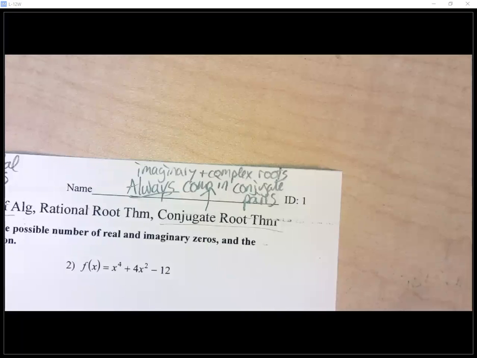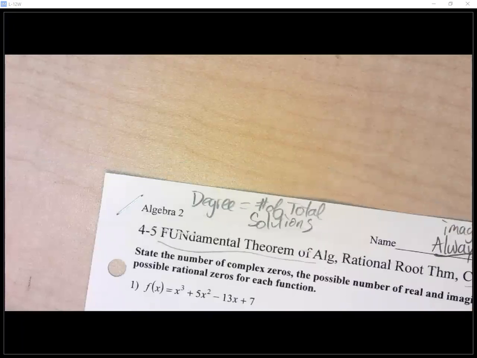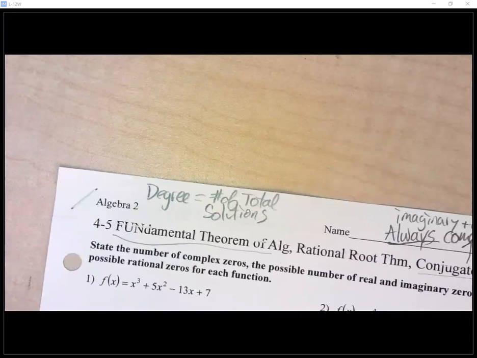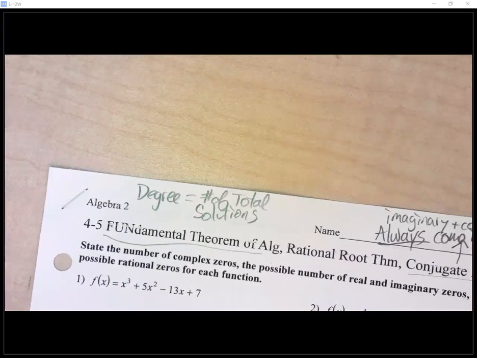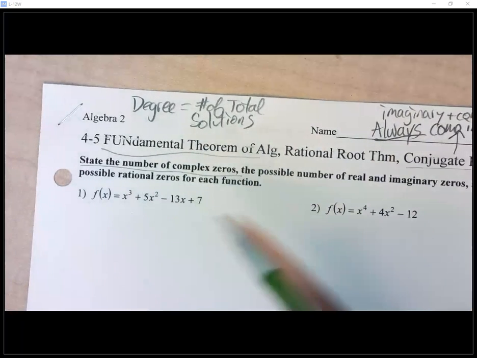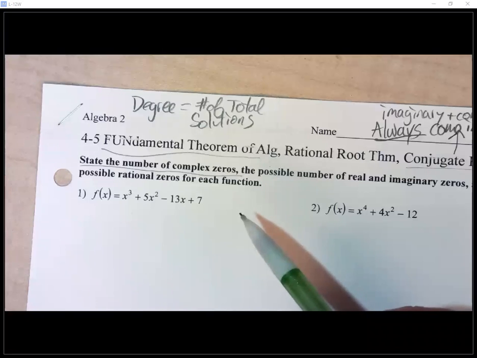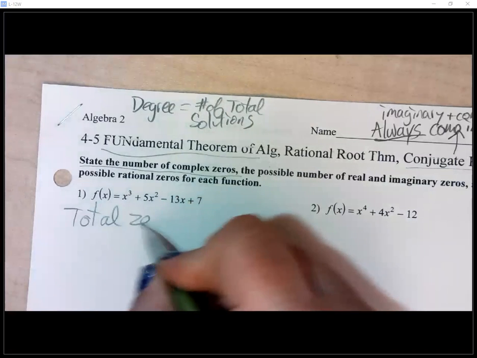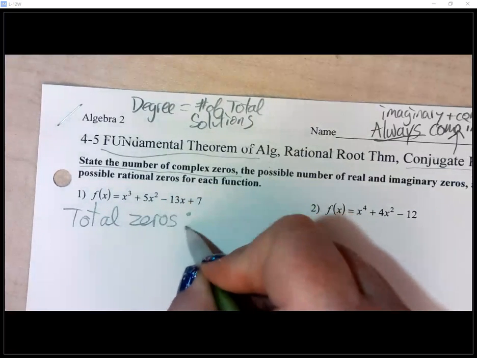Okay, so let's look at number one, okay? So number one, they want us to list all these things. State the number of complex zeros, the number possible of real and imaginary zeros, and the possible rational zeros for each function. All righty. So this here, the number of complex zeros, they're just asking you basically how many total solutions will this thing have?